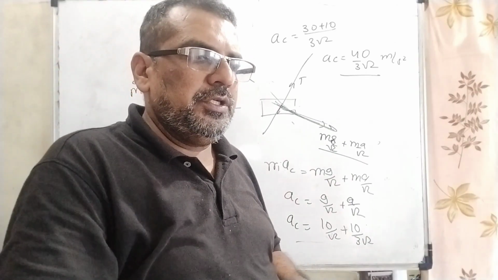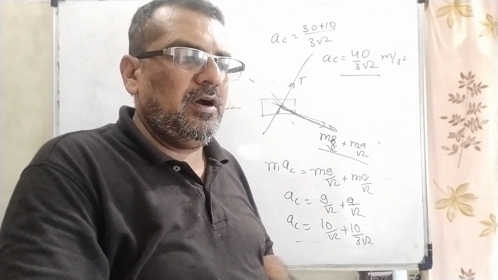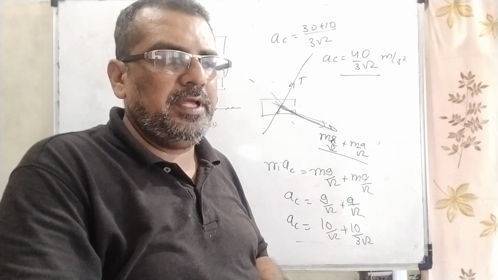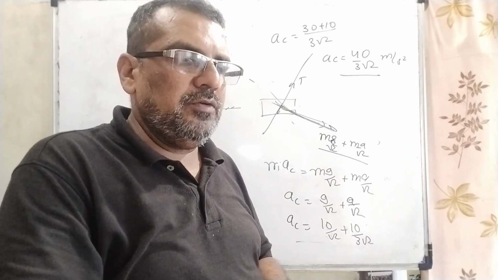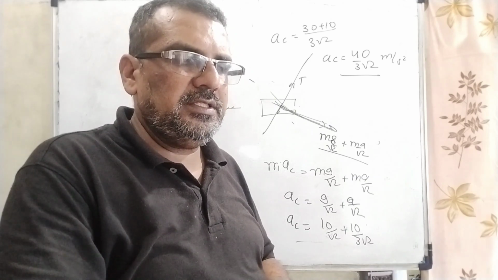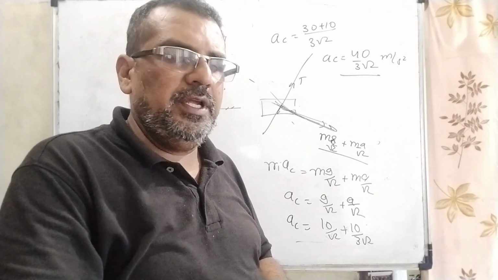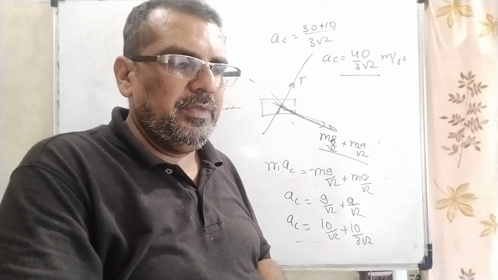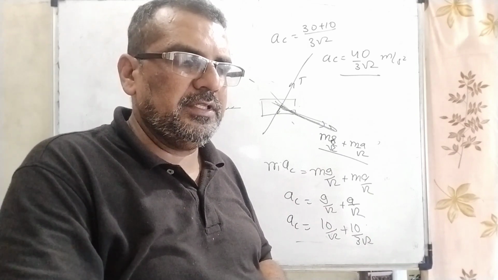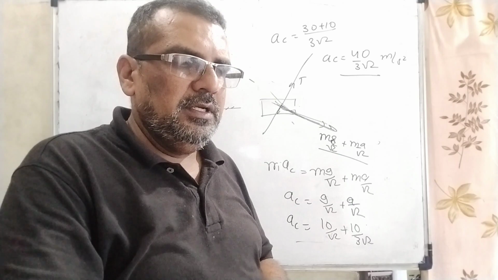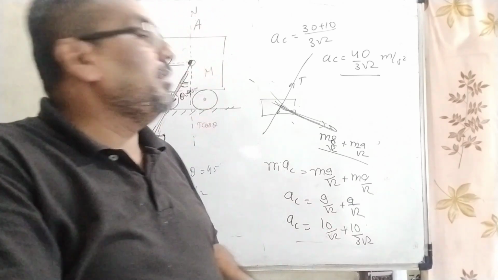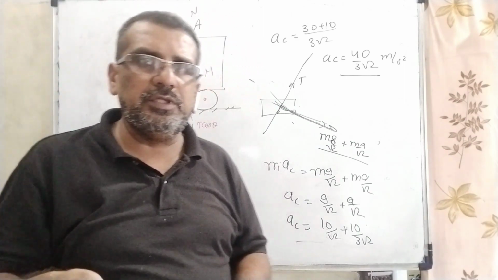So here, the first question, the acceleration immediately after the system is released from rest, is option B, 10 root 10 by 3 meter per second square. And the second question, the tension immediately after the system is released from rest, is option D, 20 root 2 by 3 Newton. And last, the magnitude of acceleration of B immediately after the system is released from rest is option, 40 by 3 root 2 meter per second square. I hope you understood this question.